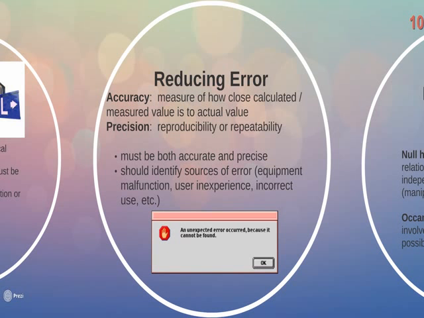Sometimes you're going to be limited by your equipment or your experience, and it's always best to note and acknowledge those things when you do your write-up. Some sources of error can be equipment malfunctioning, user inexperience, incorrect use of equipment, or not having proper equipment.